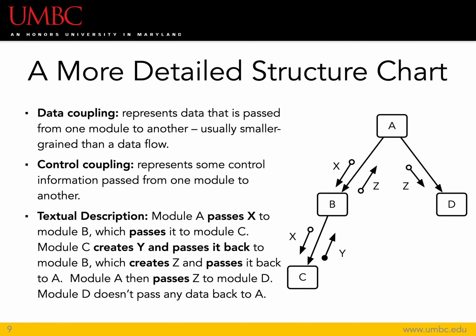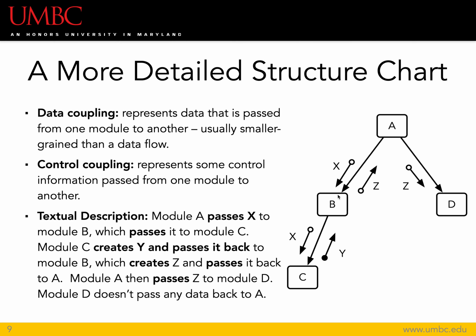So here's a somewhat more detailed structure chart that actually includes the data couples and the control couples. And you can actually see how this might affect the textual description at the bottom here. So again, a data couple is the one that represents data being passed with an open-ended arrow, and a control couple represents some kind of control information or control signal that's being passed from one module to another, not a data item. It's just a control signal.